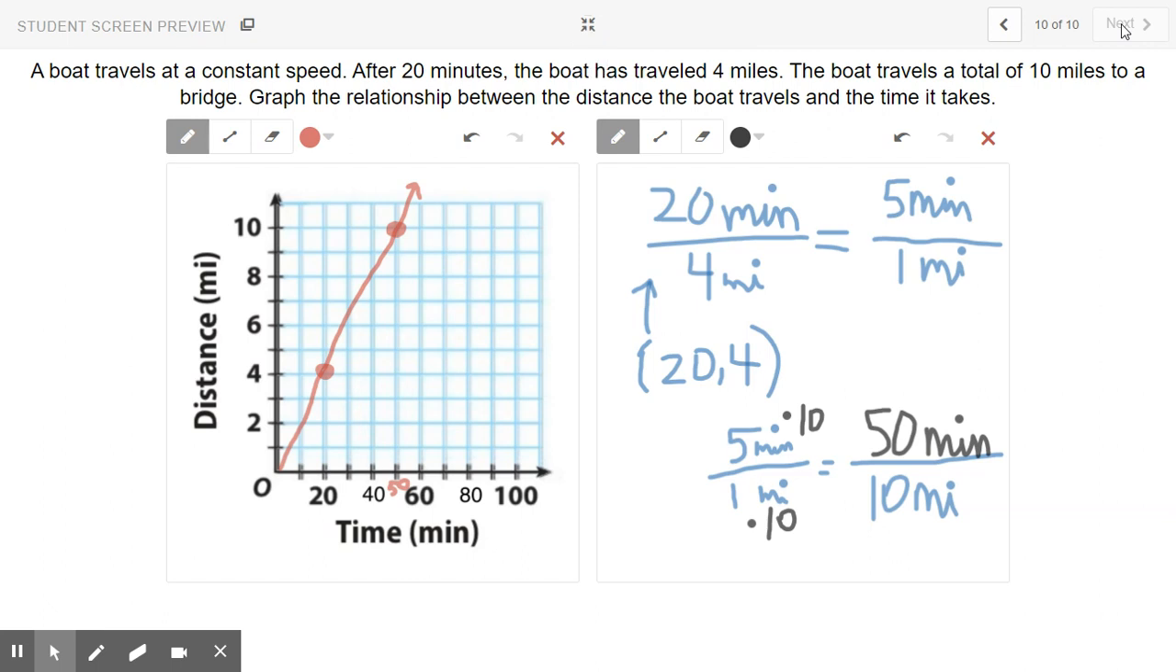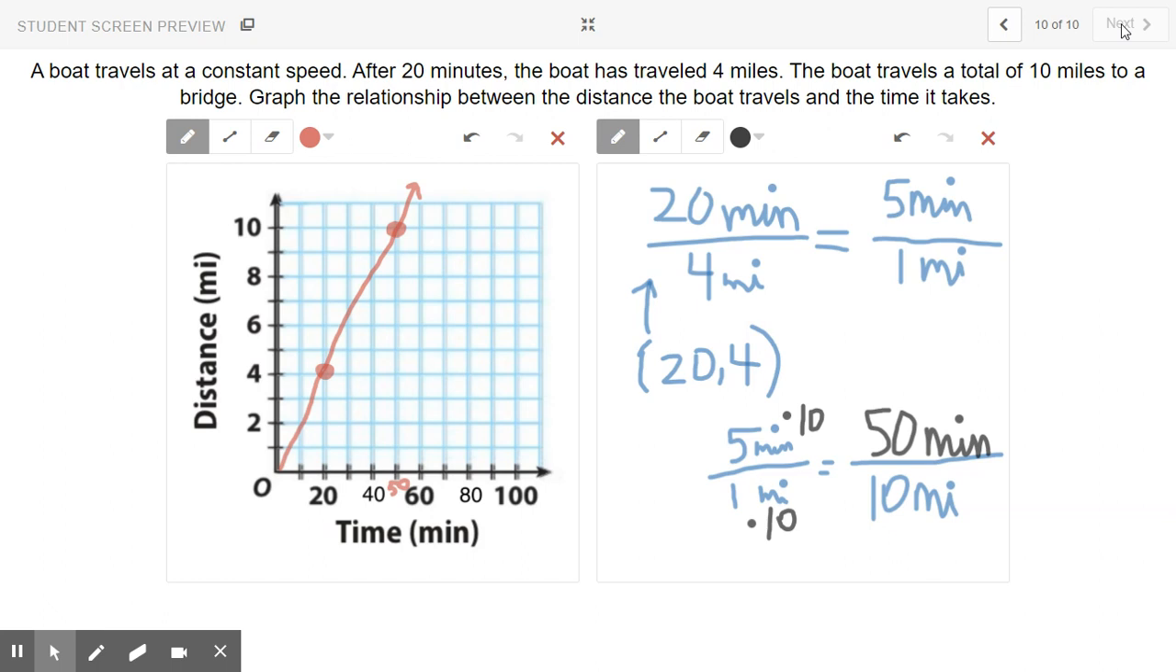A boat travels at a constant speed. After 20 minutes, the boat has traveled 4 miles. The boat travels a total of 10 miles to a bridge. Graph the relationship between the distance the boat travels and the time it takes.